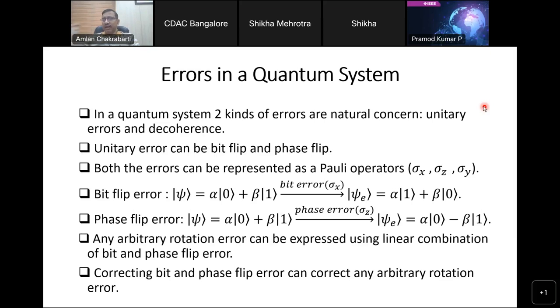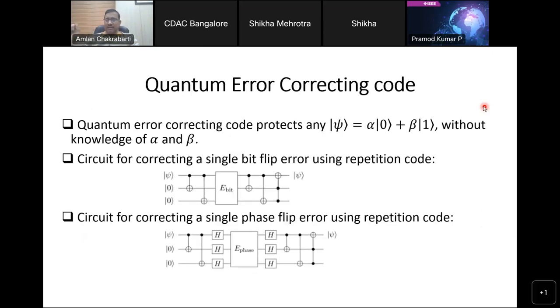Now if we can correct these flip operations, bit flip and phase flip, or whatever errors we can have, because a combination of these, if there is a way that we can correct this bit flip and phase flip, we can correct those errors also, and that's what quantum error correction is. So what we need to do is develop quantum error correcting codes.